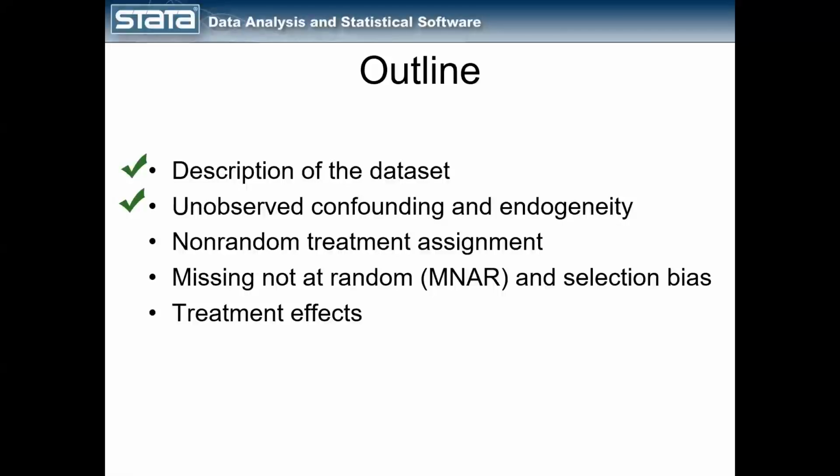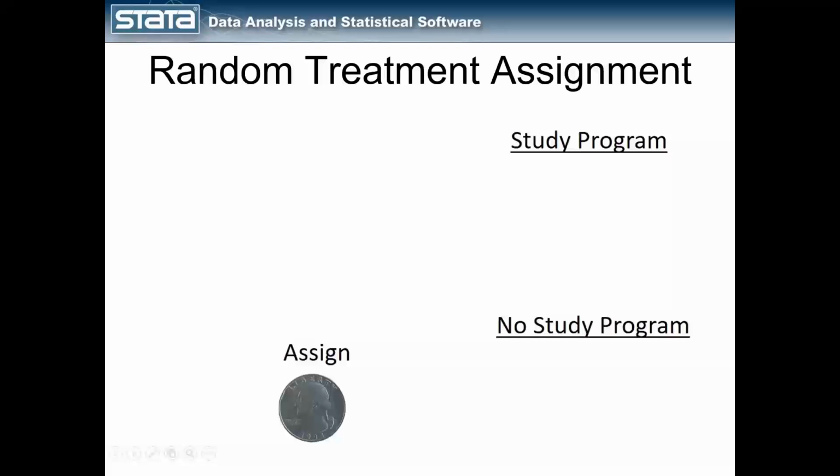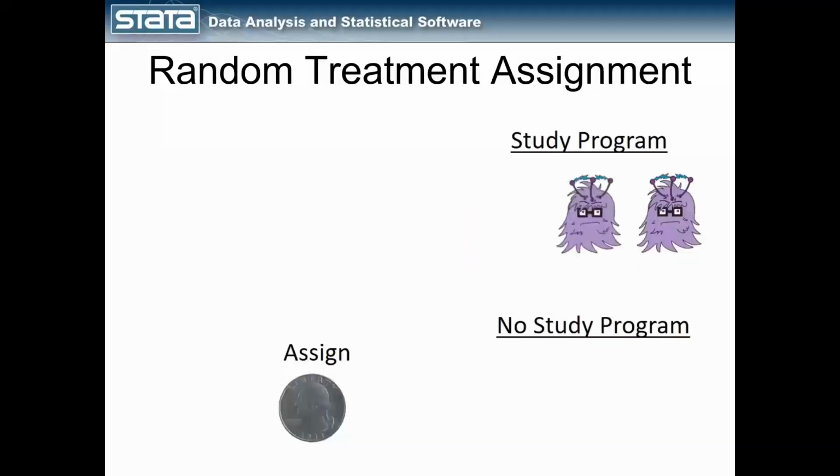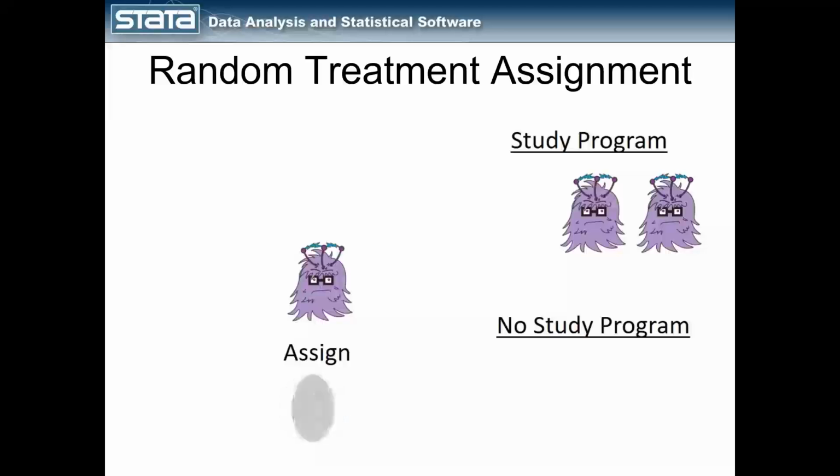The next topic is non-random treatment assignment. In an ideal world, the students would come in and we would maybe toss a coin or draw a piece of paper from a hat, and they would be randomly assigned to either participate in our study or not. So some of these students come in, flip the coin, and go to the study skills program.